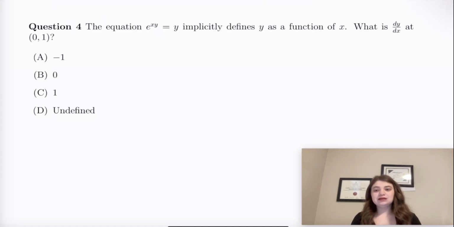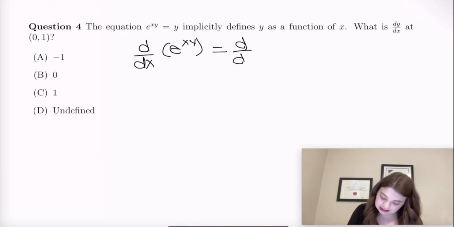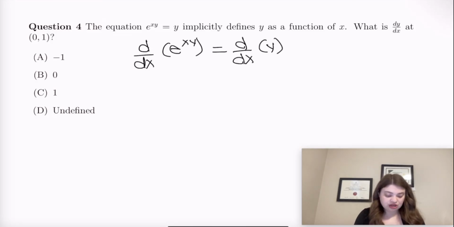What is dy over dx at (0, 1)? All right, so the first thing I'm going to do is differentiate both sides with respect to x, as always. So d over dx of x e to the power xy is equal to d over dx of y. Okay, so using the chain rule on the left, what is the derivative of e to the power of xy with respect to x?